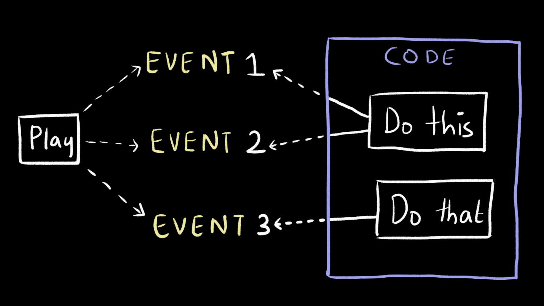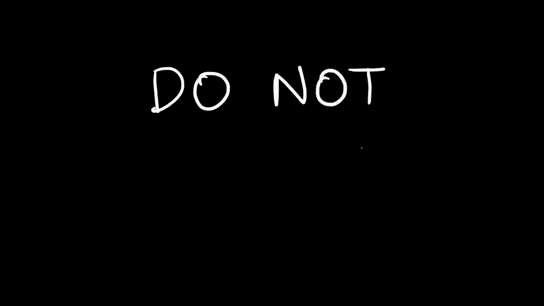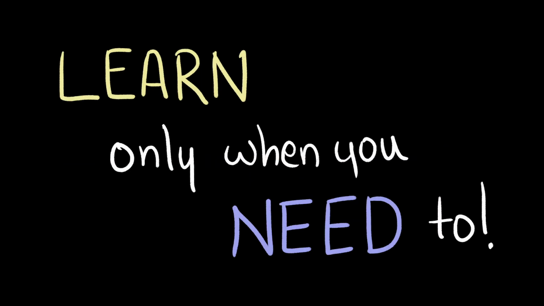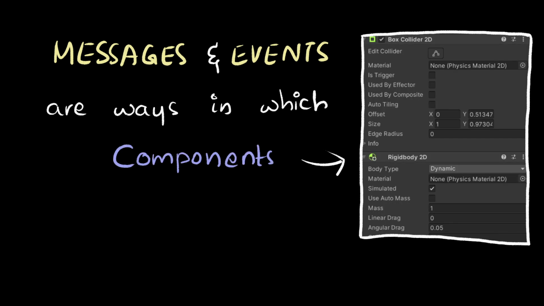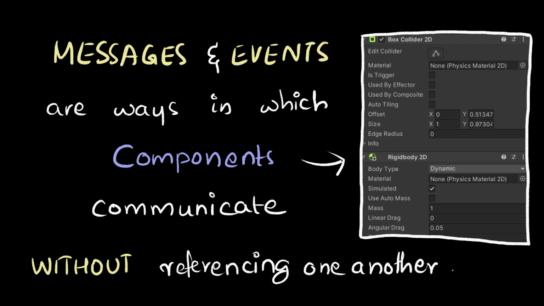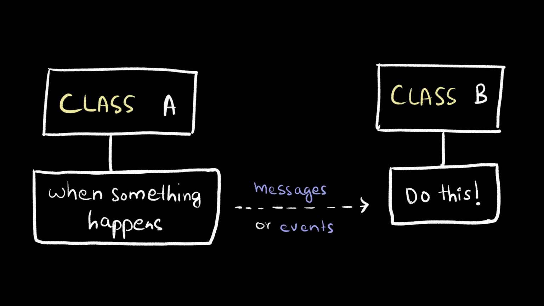When you play the game, events are generated and they can be listened into and you can execute code off of them. If you have no idea what I just said, do not worry about it. It's better to learn it as you go and one day you may understand it better. Messages and events are simply ways in which components or the classes that you can add in the inspector communicate without directly referencing one another. So in a way, it's like a wireless connection between two classes.